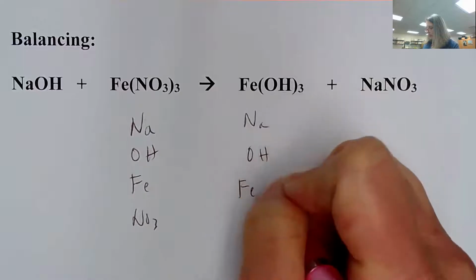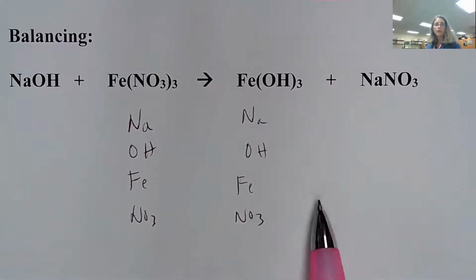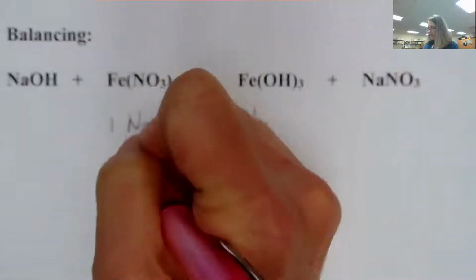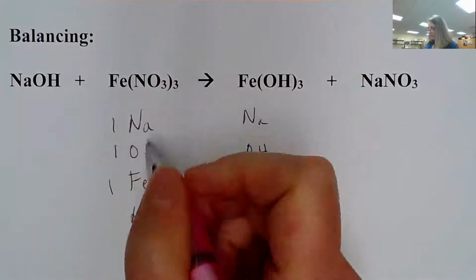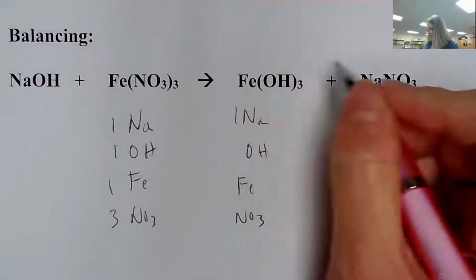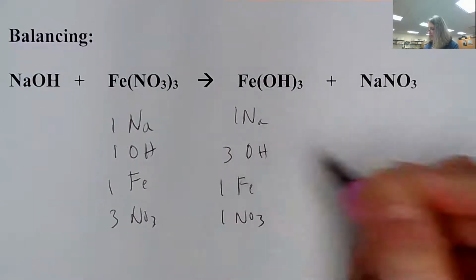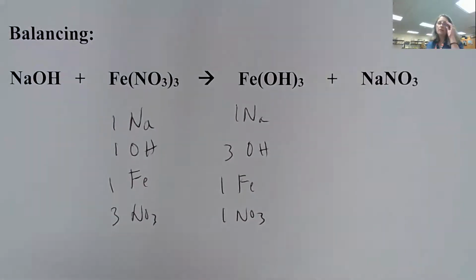Okay, so I'm just going to write each one of the substances left and right and count. So I have one Na, one OH, I have one Fe, and I have three NO3s. Over here I have one Na, I have three OH, I have one Fe, and I have one NO3. So if you balance it according to the polyatomics, you might get there a little faster.